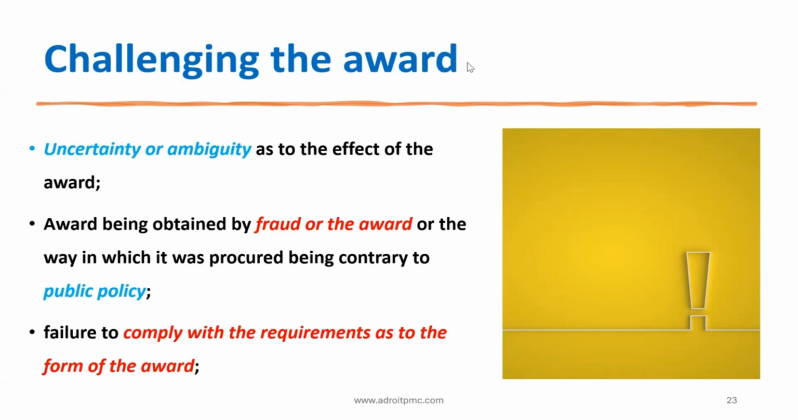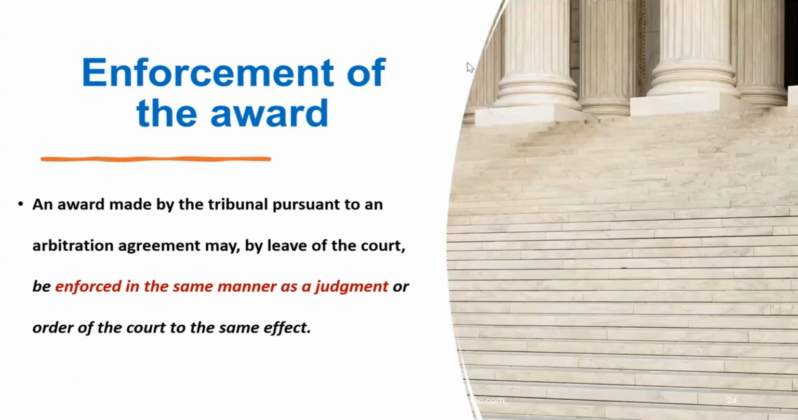And the arbitration award should be very certain towards the remedies. Also, it should not be ambiguous. And the award, of course, should not be rendered by fraud or be against public policy. So either of the parties should not bribe, or there shouldn't be any conflict of interest. In that scenario, the parties could challenge the award. Next is failure to comply with the requirements of the form of award. Consider that the award does not have the reasons. In that case also, the parties could challenge the award.